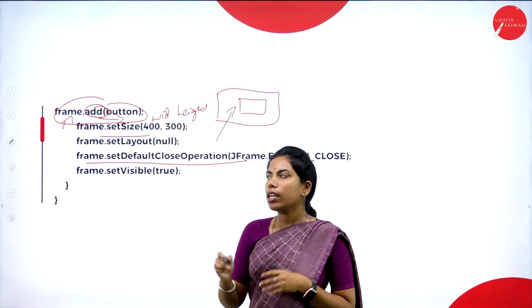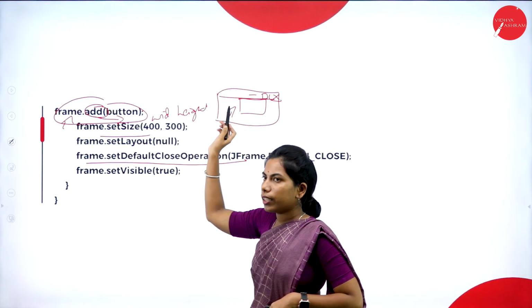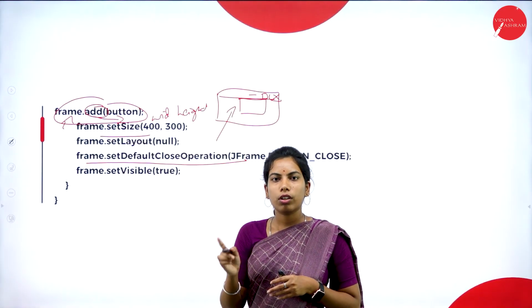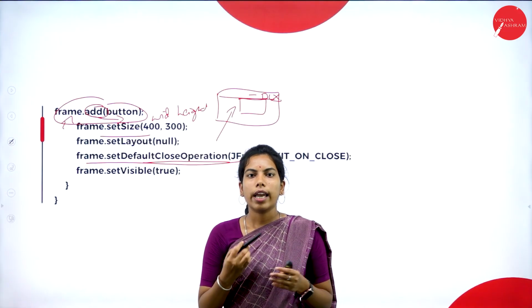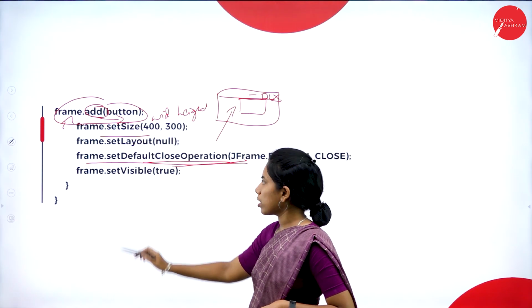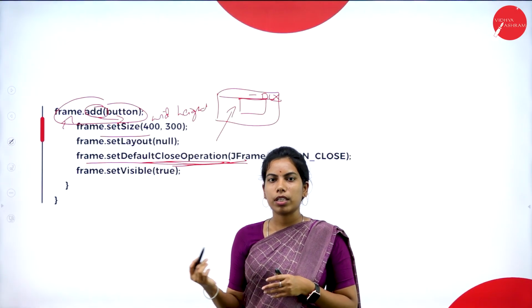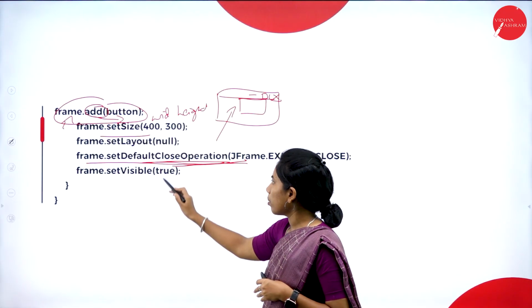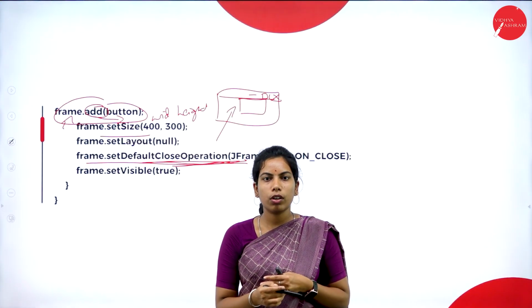Why? Because when I click this window, this is the minimize, and that is the window close button, right? When I click the cross mark also, it is not closed. Why? Because if I do not use this method, it will not close until Eclipse is closed, right? So that's why we need this pre-built method. What is that method name? setDefaultCloseOperation. If I do not use it, the window is not closed at all. It has to be used inside your code, otherwise the window will not close by itself.